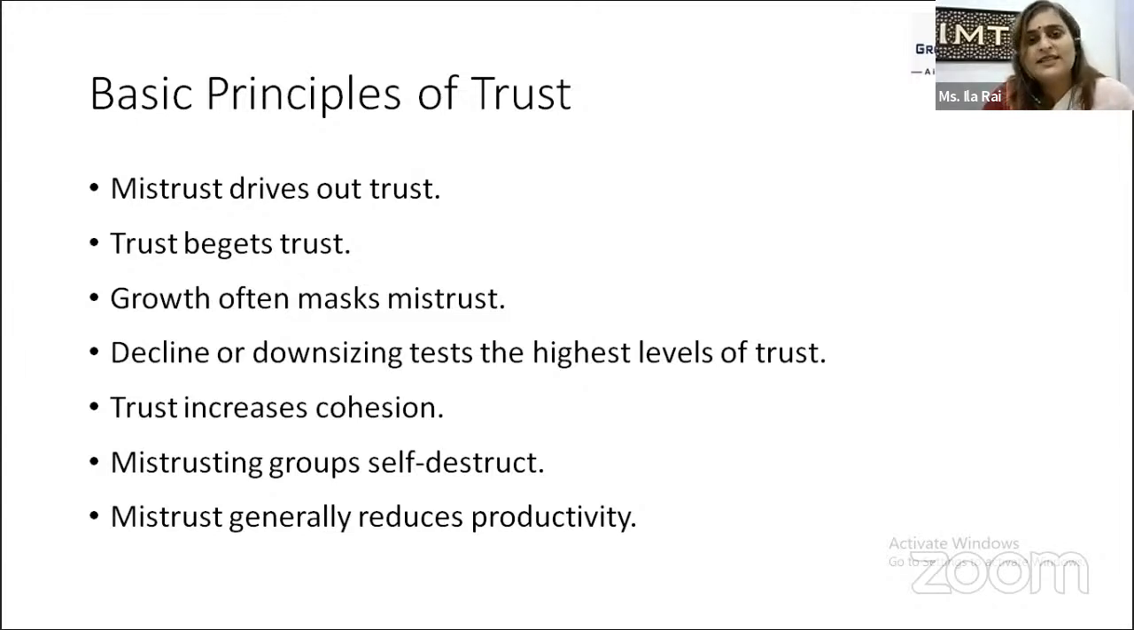So if there is any downsizing, if there is any decline happening in the organization, that is the biggest test of trust. If you can create trust in this environment, then you can create trust in any given environment. Trust increases cohesion. So if you have trust among your followers, there is a common trust between your followers and yourself, it will lead to better teamwork and better credibility. Mistrusting groups self-destruct. So if there is a mistrusting group, it will stop achieving its goals and it will automatically self-destruct. And mistrust generally reduces productivity.